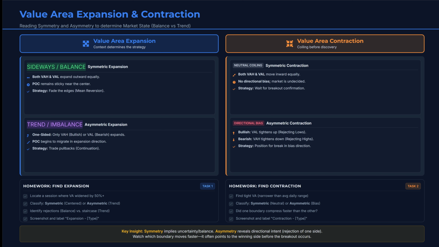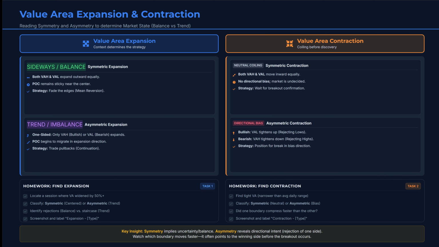Pattern 1. Symmetric expansion, sideways balance. Symmetric expansion occurs when both the VAH and VAL boundaries expand outward equally. This signals that the market is in balance, with two-sided acceptance across a broader price range. Here are the key characteristics. First, both VAH and VAL expand outward equally. You'll see both boundaries moving farther apart at roughly the same rate.